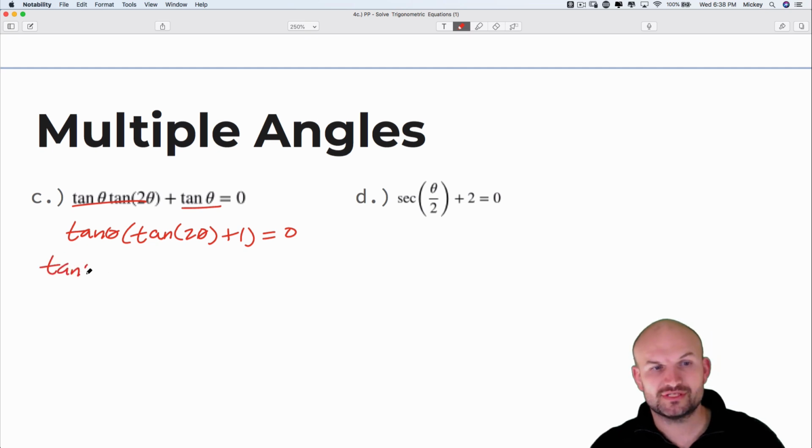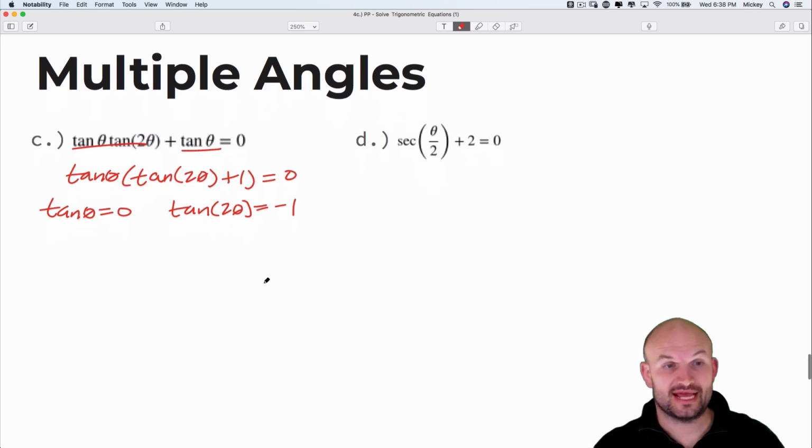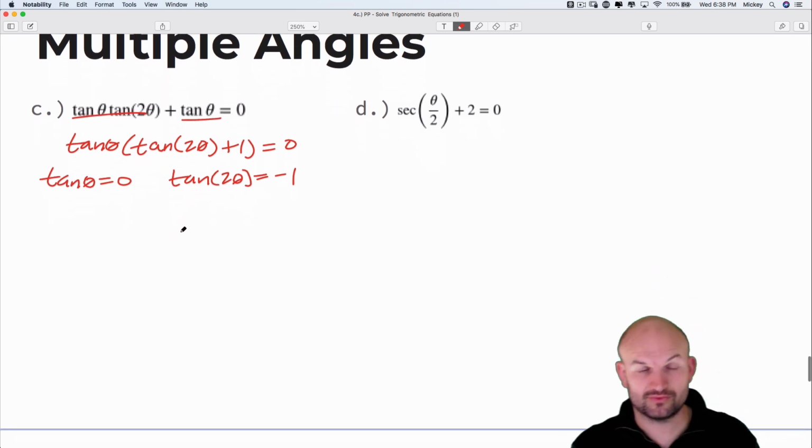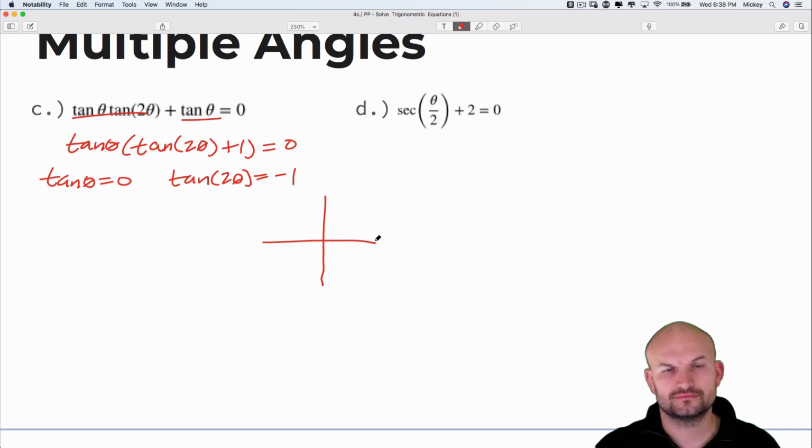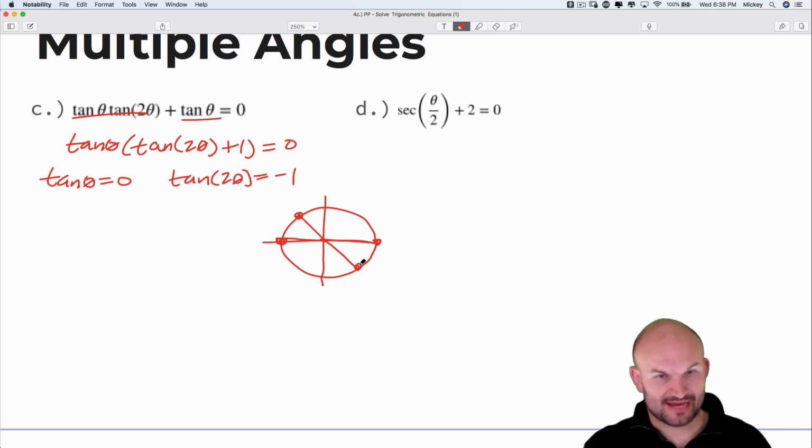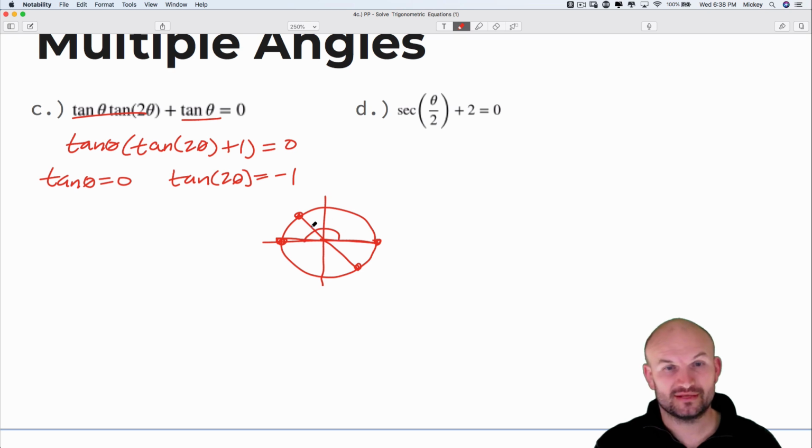Now I can set them both equal to 0. So tangent of theta equals 0, and tangent of 2 theta is equal to negative 1. Now let's go ahead and sketch this on the unit circle to see where this works out. So tangent is going to equal negative 1 here in the second as well as the fourth quadrant. Tangent is going to be equal to 0 at 0 as well as at pi. So you can see here I basically have 2 angles that are pi away from each other, right? I got these 2 and those 2 angles. So they're both pi away from each other.